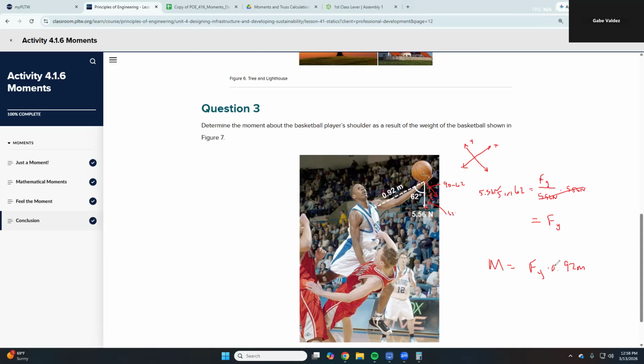Okay. There's a couple of ways to solve it. I'm not sure how they solve this on the answer key, but this is one way to work that example out. Okay, so that's the activity 416 moments activity.